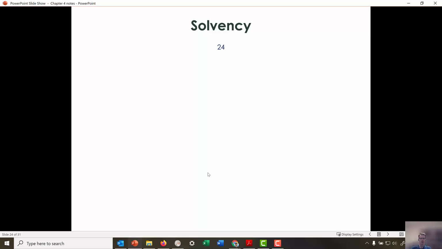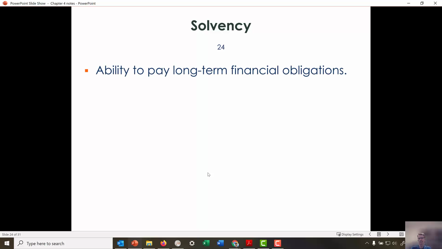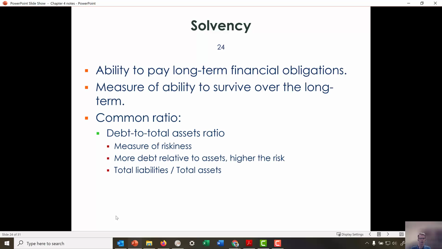Second thing we can look at is solvency. Solvency is the same idea as liquidity, but the time horizon is different. The question we're asking with liquidity is how likely can the company be able to pay its bills over the next 30 days? Here we're looking at how likely is the company to be around 3 years from now. Long term, how likely are they to survive?